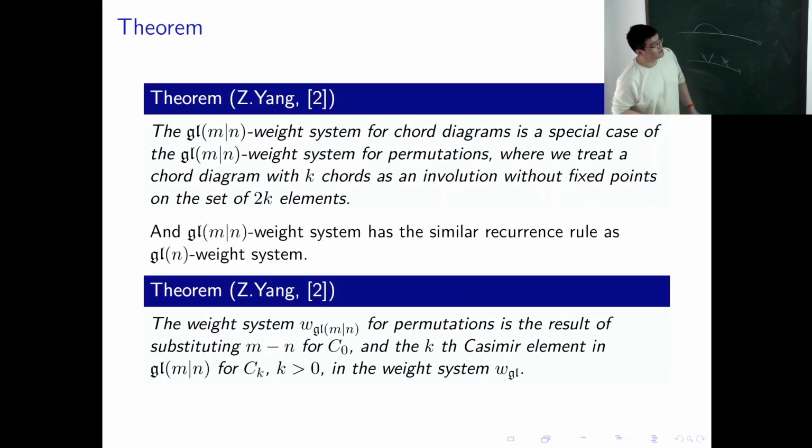And this permutation is actually... so the second theorem says that WGRMN for the permutation is actually the same as the GL wave system, if we only let m minus n be C0, and the case cosmic element is also the CK. So it's kind of giving the same polynomial, the universal polynomial of the permutation.